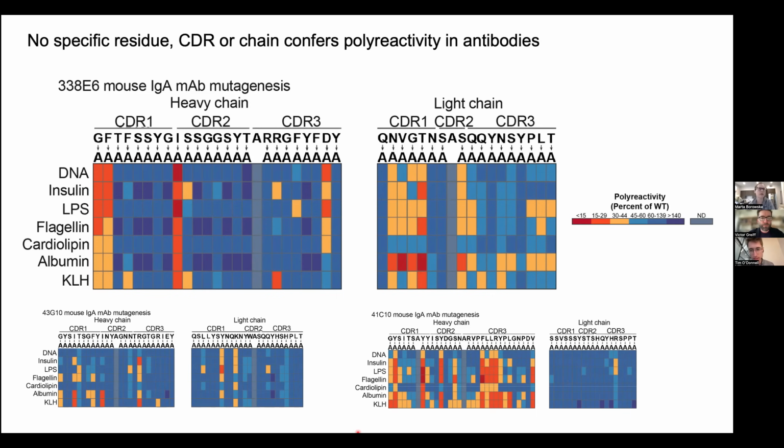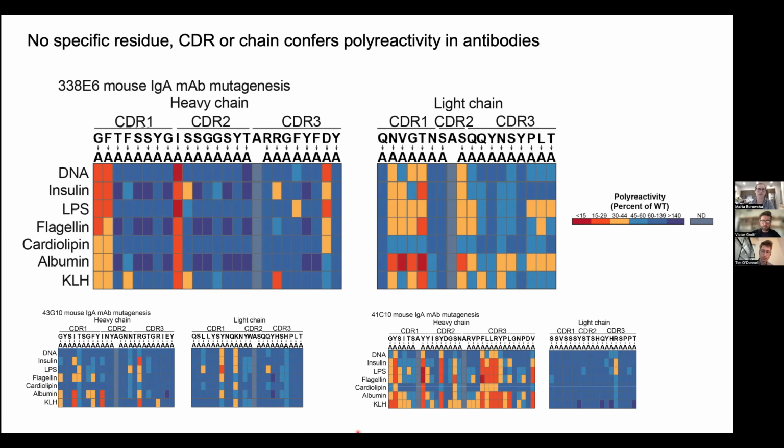So I'm just showing 3 examples of these single alanine mutations for different clones that come from the same species in this case. My point here was that I am not seeing any specific patterns, such as only the heavy chain being involved in polyreactivity, which people proposed in the past, or only specific residues, positions, or loops.